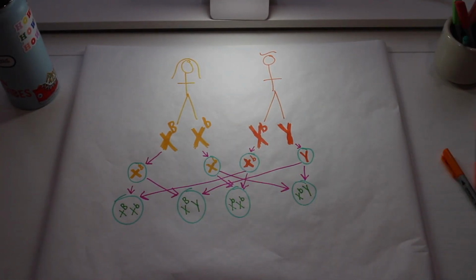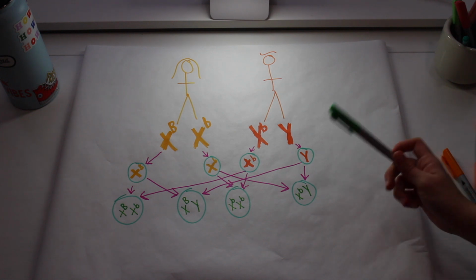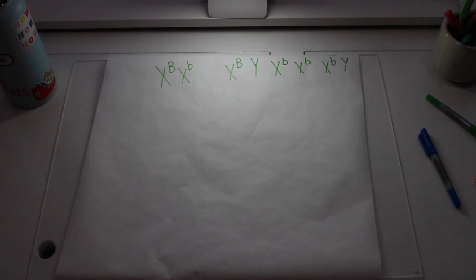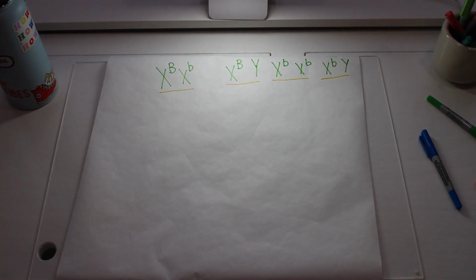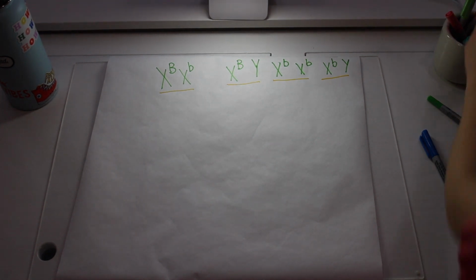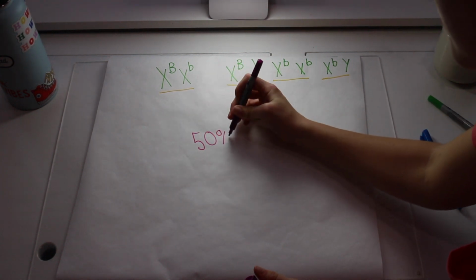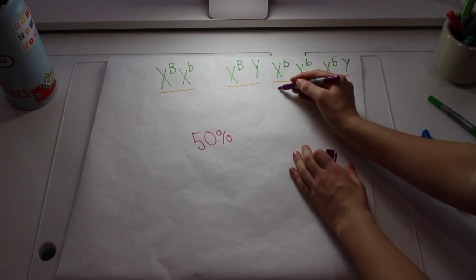So let's evaluate the variables and determine the possible affected fertilizations. So here we have X big B, X little b, X big B, Y, X little b, X little b, X little b, and Y. So there's a 50% chance that regardless of the gender, the baby could have color blindness from the father.